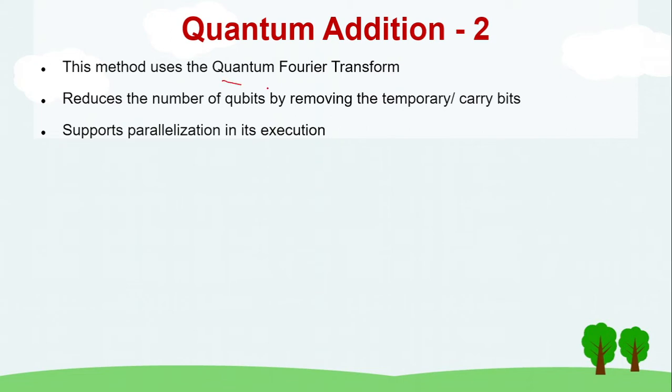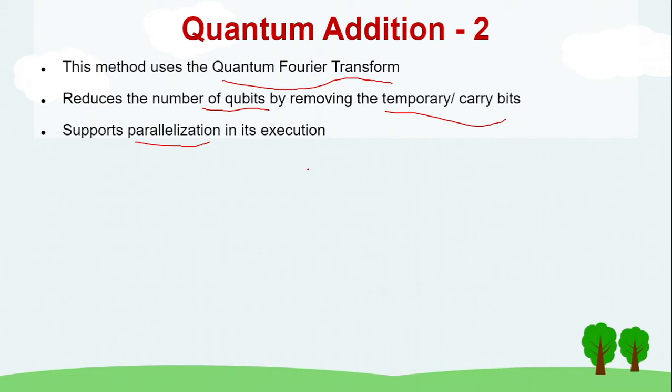That is done with the help of the quantum Fourier transform. I don't know who the real inventor of this is, but there are many references available. I have given some of them at the end of this presentation. In this method, we are trying to reduce the number of qubits by removing the temporary and carry bits. Another major advantage is that it supports parallelization, which will reduce the time. This is an important point. We will see how parallelization can be done once we make the circuit.